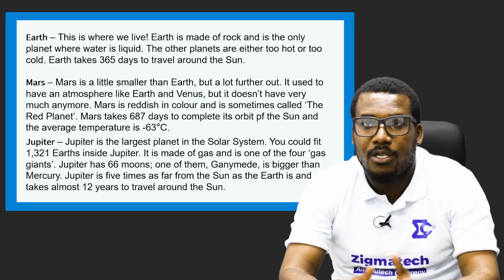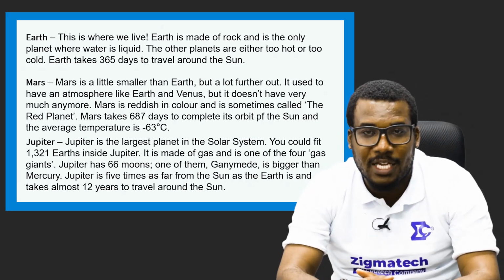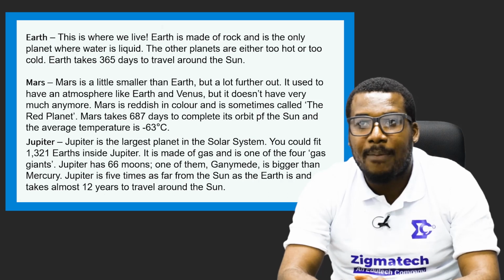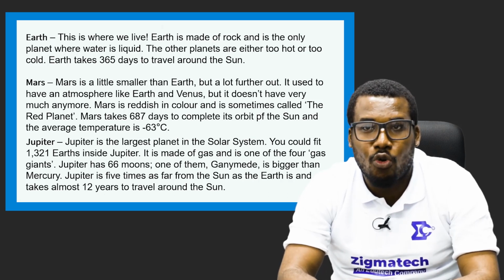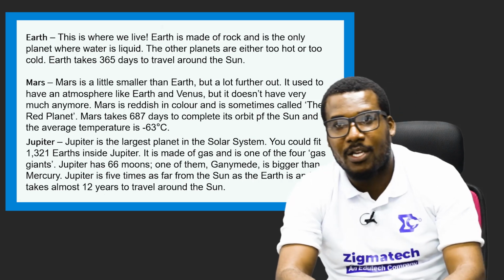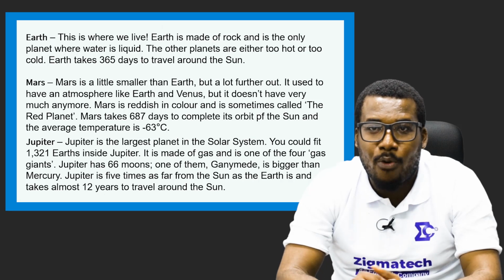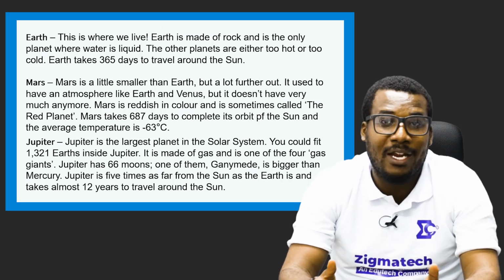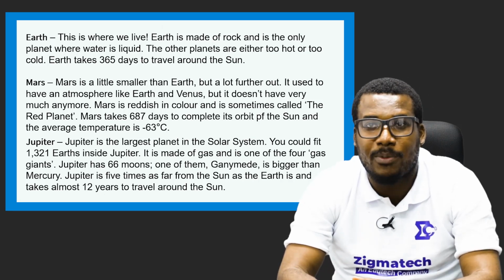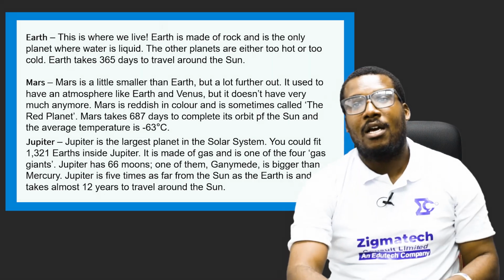We have the Earth. This is where we live. It is made of rock and also made of water as our liquid. The other planets are either too hot or too cold. Earth takes 365 days to travel around the sun. Earth is a balance of both hot and cold. That's why the planet is well equipped to handle life on the molecular level.